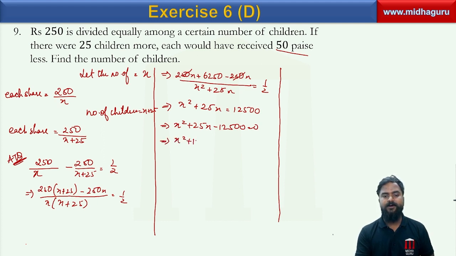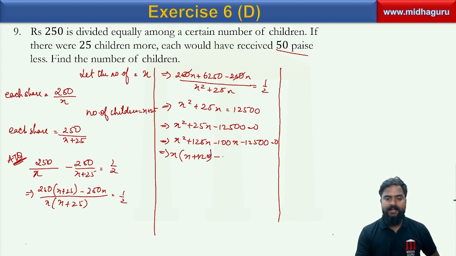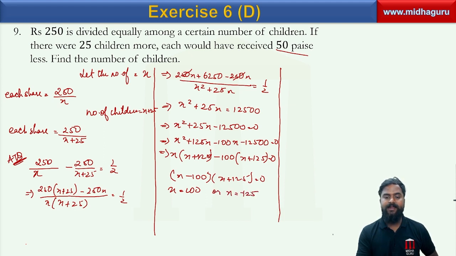So I'll split it into 125x minus 100x, since adding these two coefficients, minus 100 and plus 125, I get 25, and multiplying them I get minus 12,500. So I take x as common here, I get x plus 125. Then I take minus 100 as common, again I get x plus 125. So x minus 100 into x plus 125 is equal to 0. So either x is equal to 100 or x is equal to minus 125.